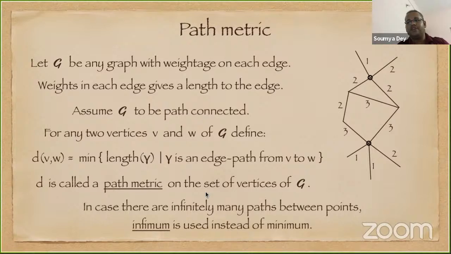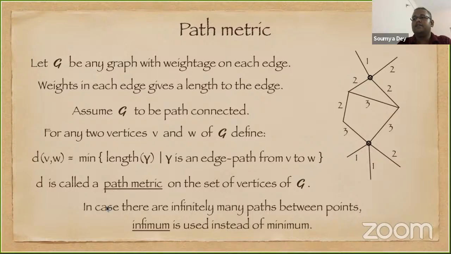And this is a very useful notion. This particular notion of taking all paths between two points and then taking the infimum or the minimum length path is a very useful notion in many other areas of mathematics, in particular geometry. Such a minimum length path or edge path is called a geodesic in your space.